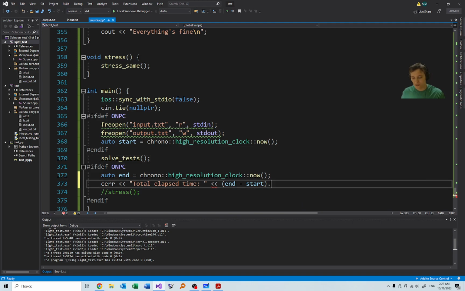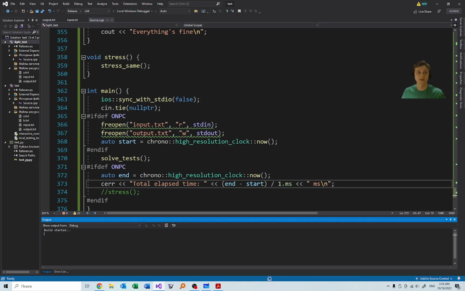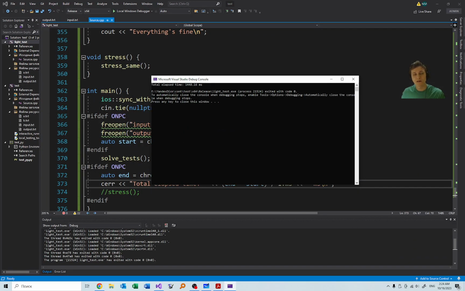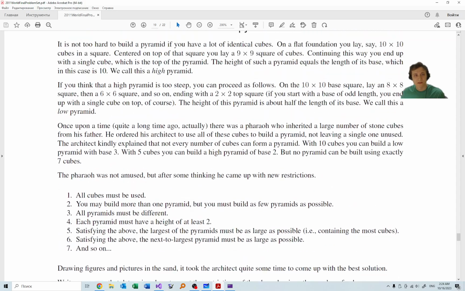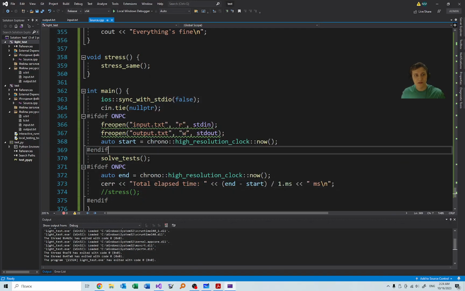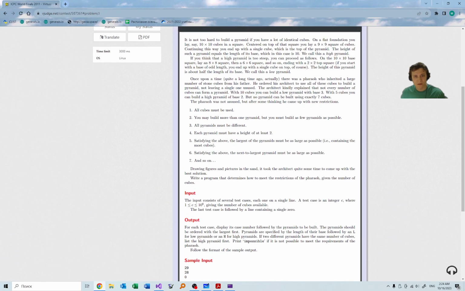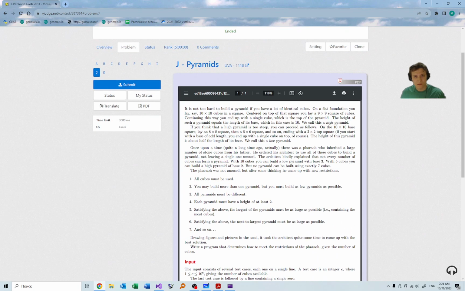Some people just count nanoseconds in it, but I don't like it. Instead, I just divide it by 1 millisecond. And I print that it is in milliseconds, of course. Let's see how long did it work. You see, second and a half, which is fine because we have 3 seconds here.